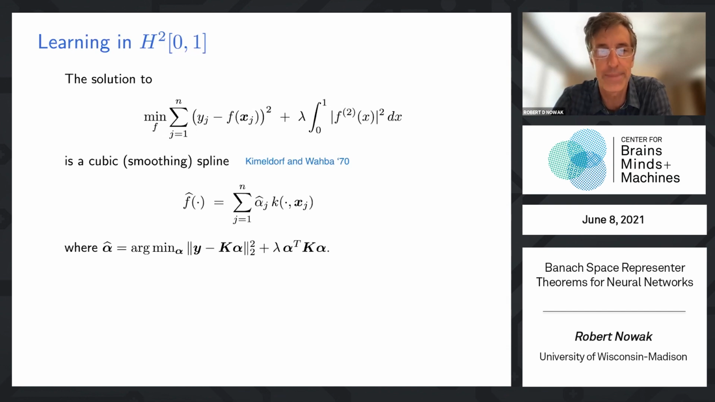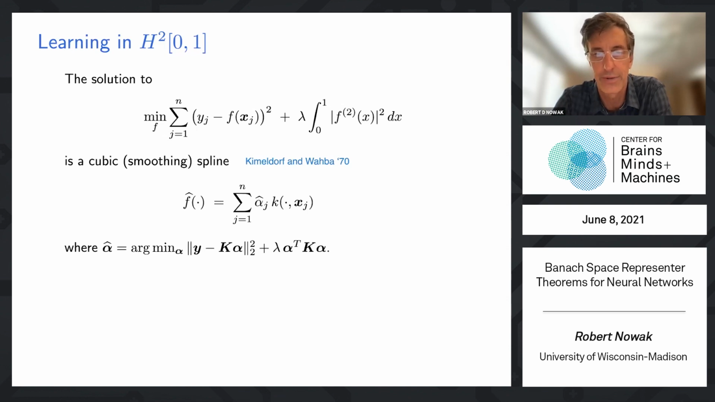So the solution f hat to that optimization above has a really simple form. It's just a weighted combination, these alpha j hats, of a kernel function, k, where the kernel function is located at each of the training data points, the x sub j's. And so the only parameters that you need to tune or adjust here are these alpha hats. And you can see that the overall function that we're learning, f hat, is just linear in those alpha hats. Those are just weights on the kernel function.